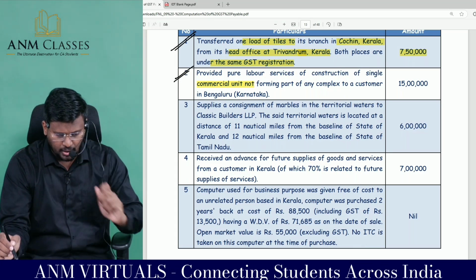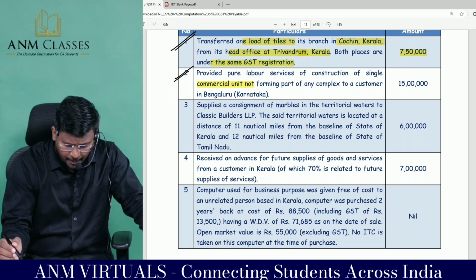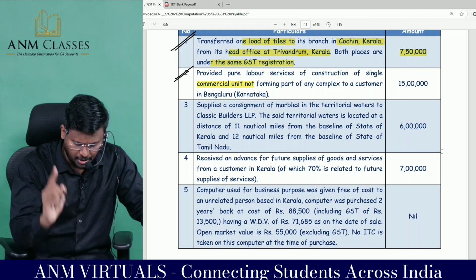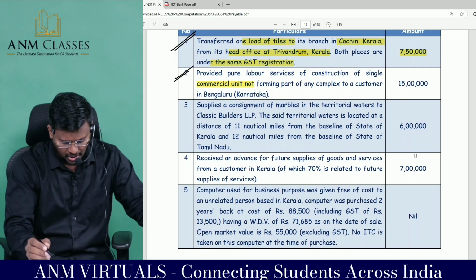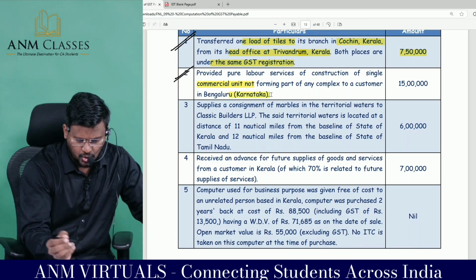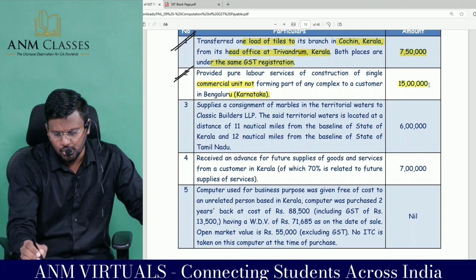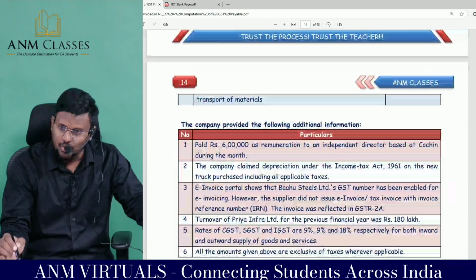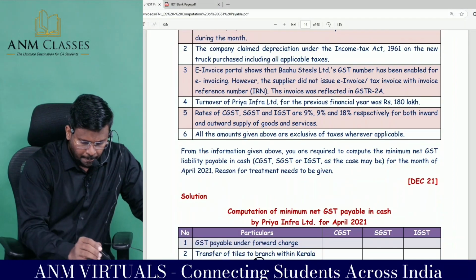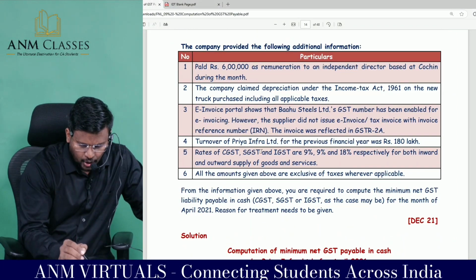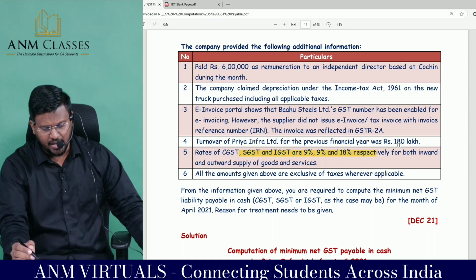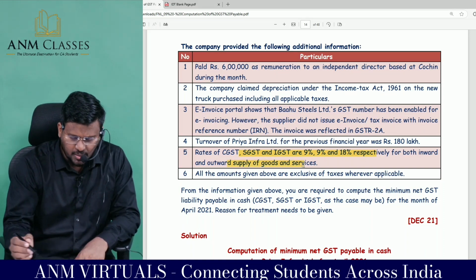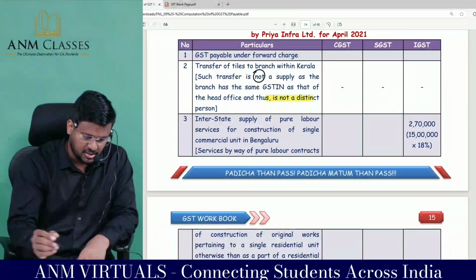Provided pure labor service of construction of single commercial unit. Since it is commercial, and the customer is situated in Karnataka, for this you are liable to collect IGST. IGST has to be collected. So, what is the rate available? Rate of CGST, SGST and IGST are 9%, 9% and 18% respectively for both inward and outward supply of goods or services.